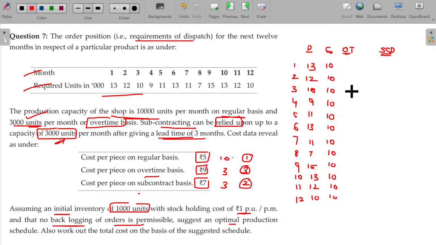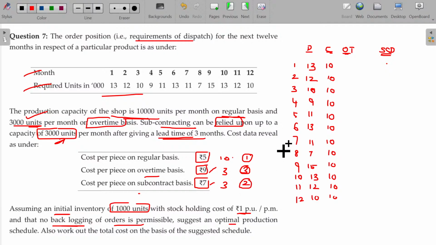Initially you are in need of 13,000 units, but you are capable of producing only 10,000. Already you have 1,000 units as opening stock, so 2,000 units are in shortage. Now tell me, can you go for overtime or subcontract? Overtime costs me 9 rupees per unit. Subcontract is only 7 rupees. For the 2,000, can I go for overtime or subcontract?